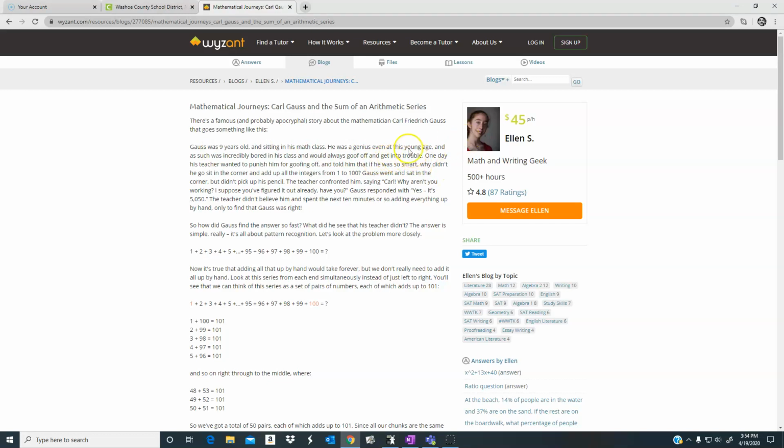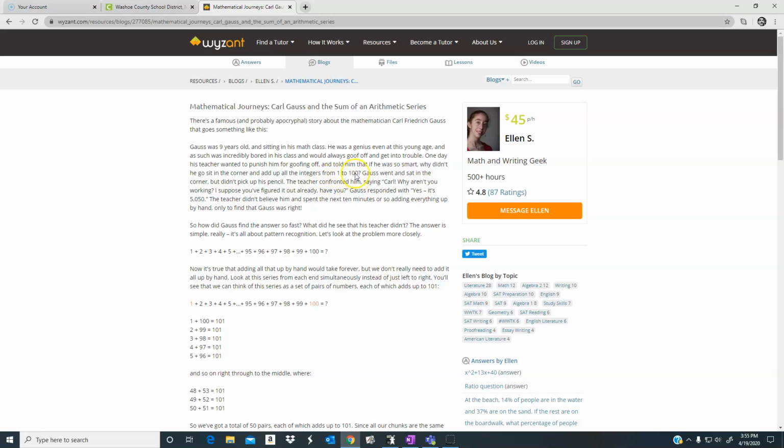Very similar to what Mr. G is. And as such he was incredibly bored in his class and would otherwise goof off and get in trouble, and one day his teacher wanted to punish him. Okay, now this has never happened to you because you're always good kids. Liars. So he told him that if he was so smart, why didn't he just go sit in the corner and add up all the integers from 1 to 100? Now, this teacher was smart.